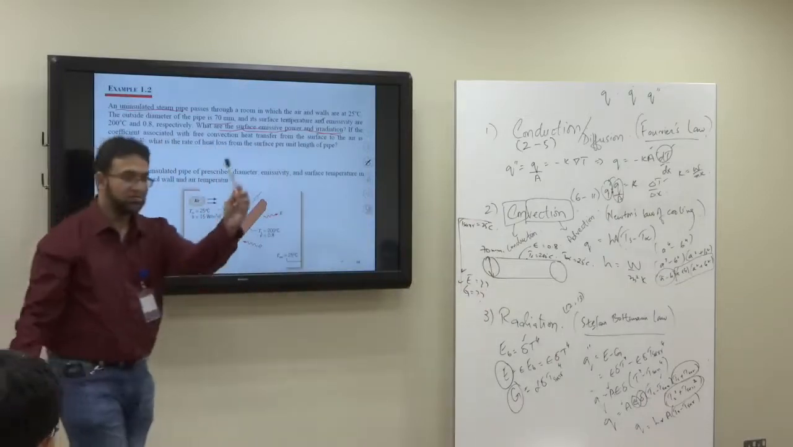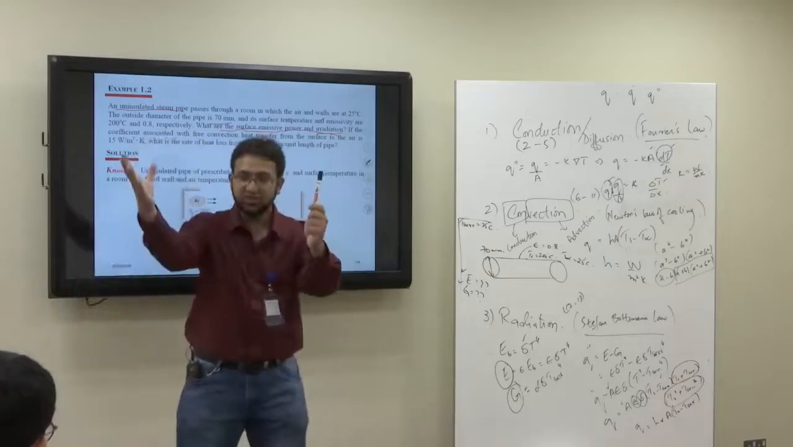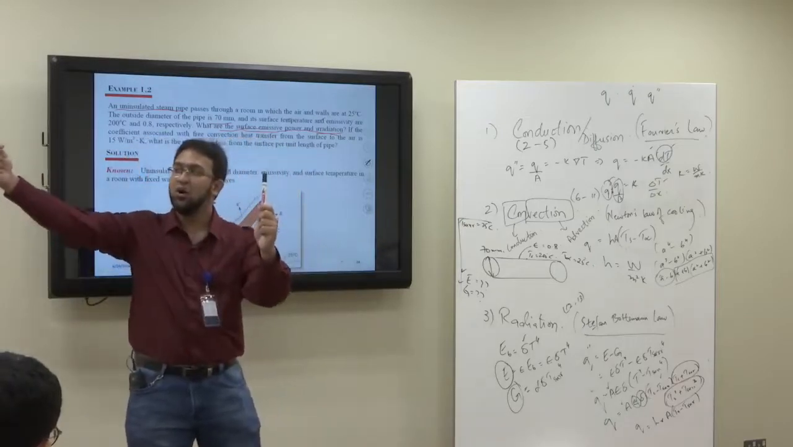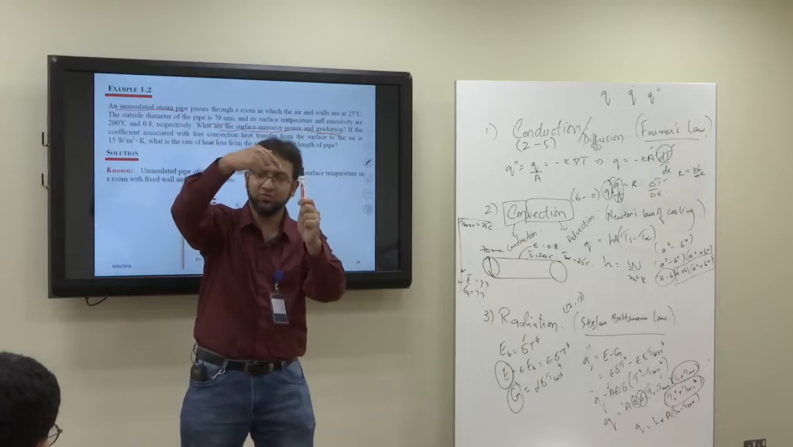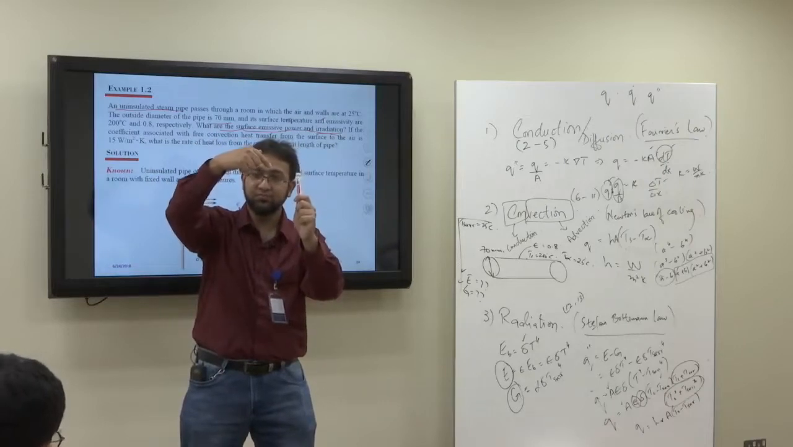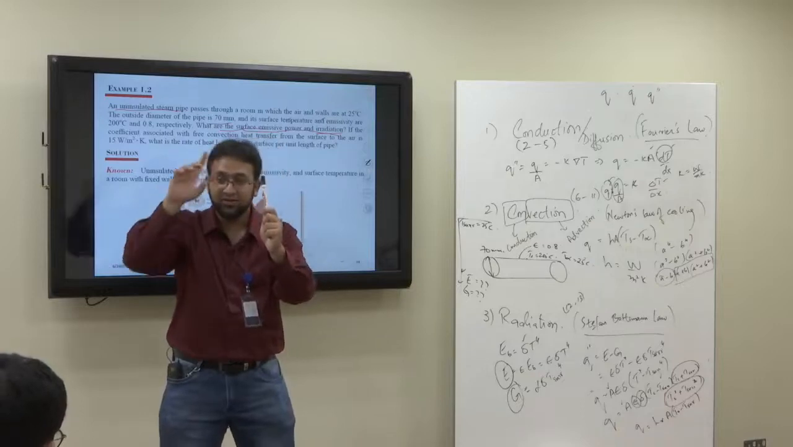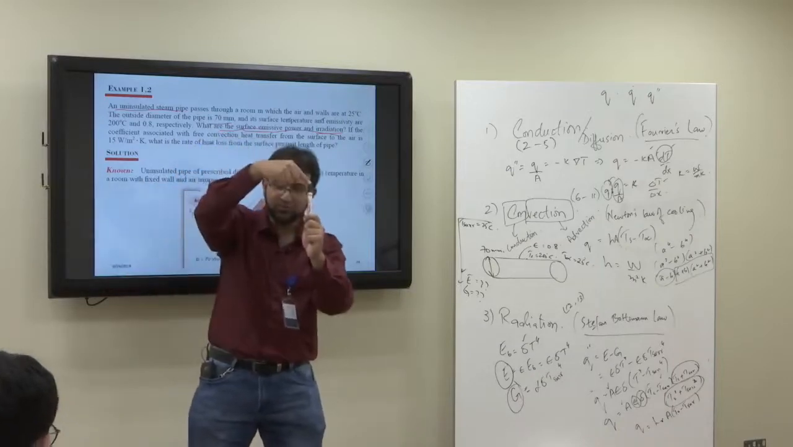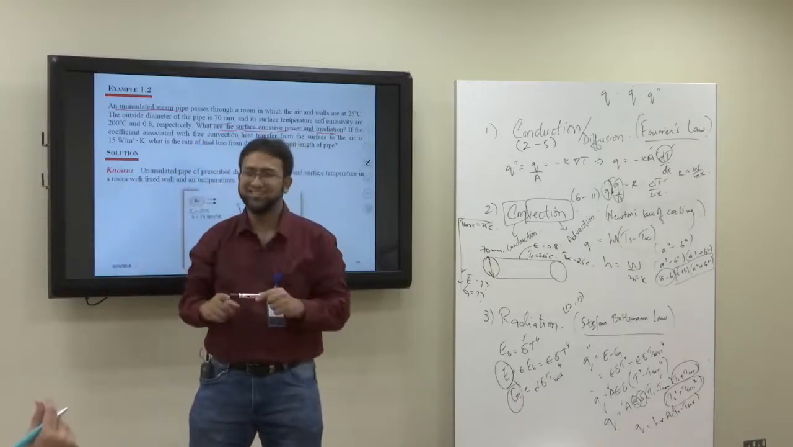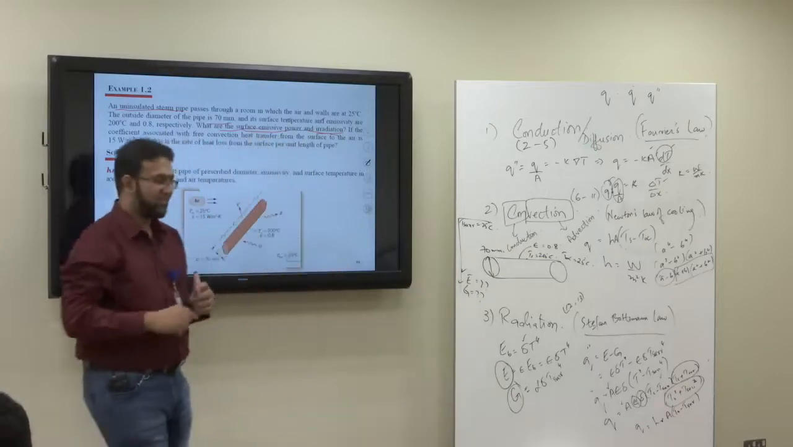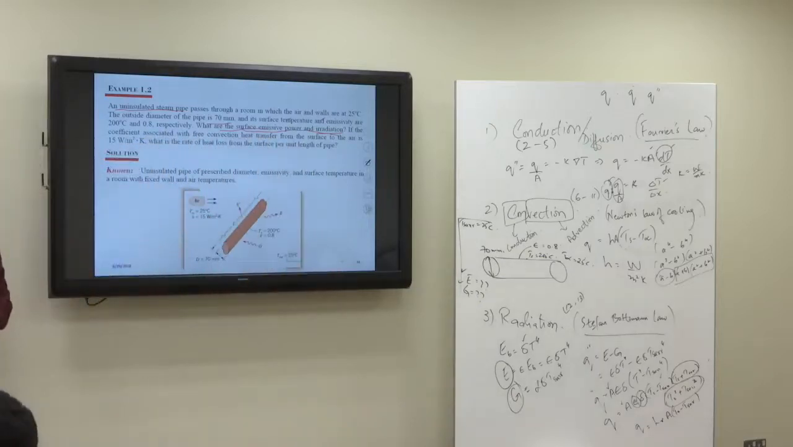Irradiation means, okay, this is the body, it is emitting radiation. Irradiation is how much is the incoming radiation on it. So this is the irradiation. But how much is absorbed? Yeah, I know, but I want to ask the vocabulary. Vocabulary, irradiation, yes. Is it clear?